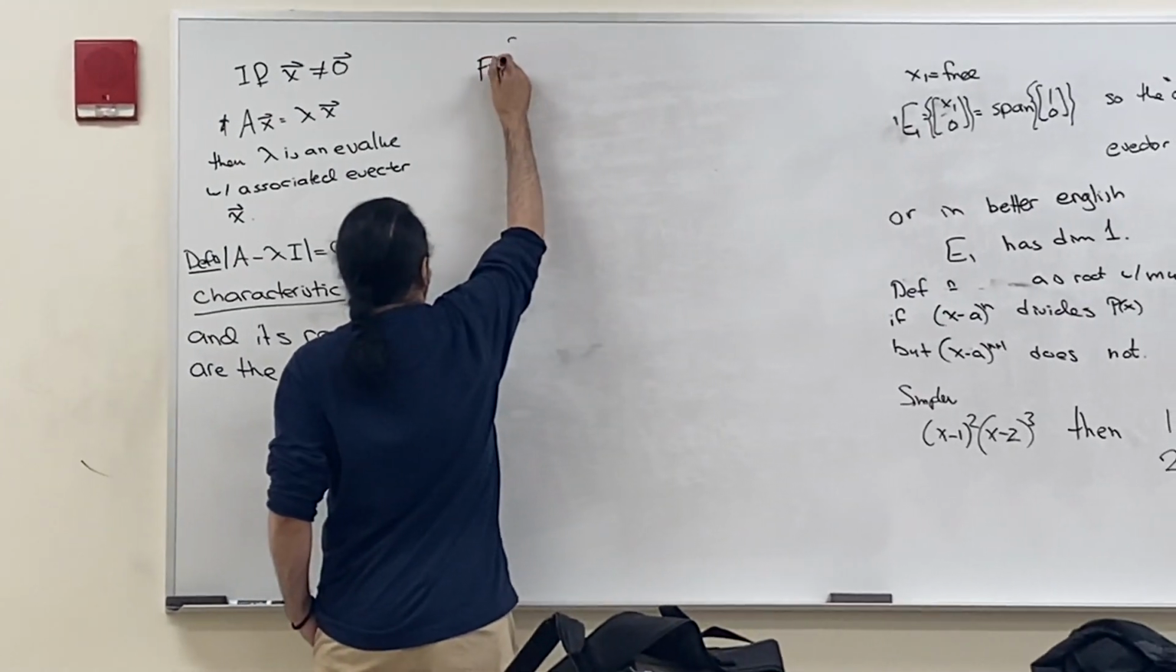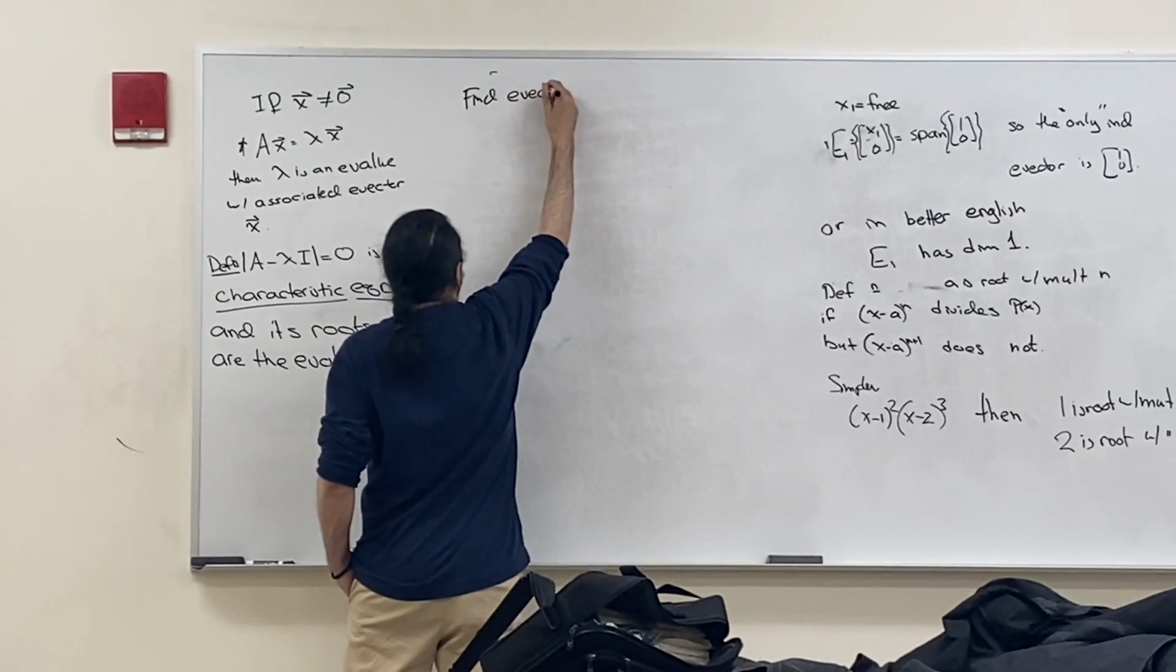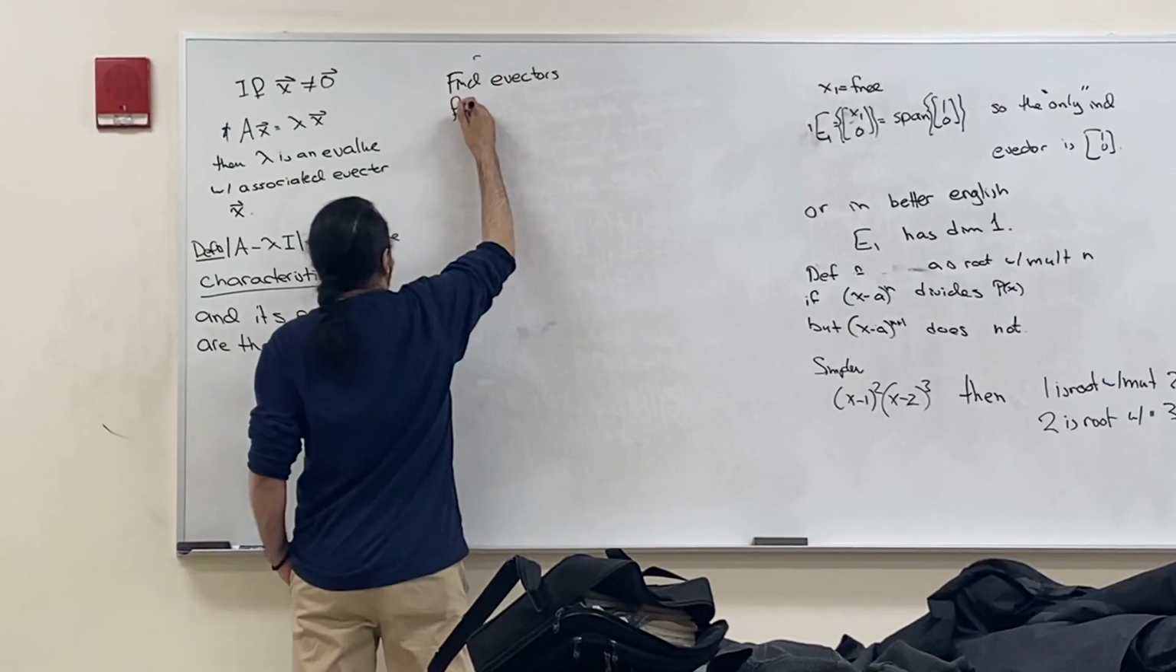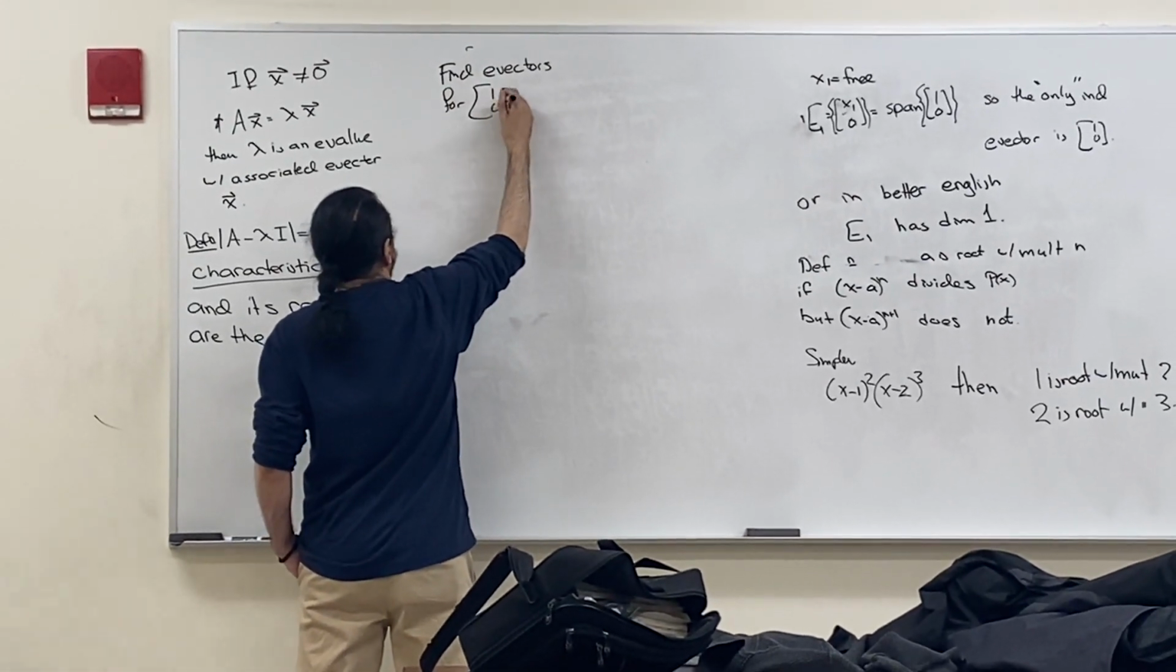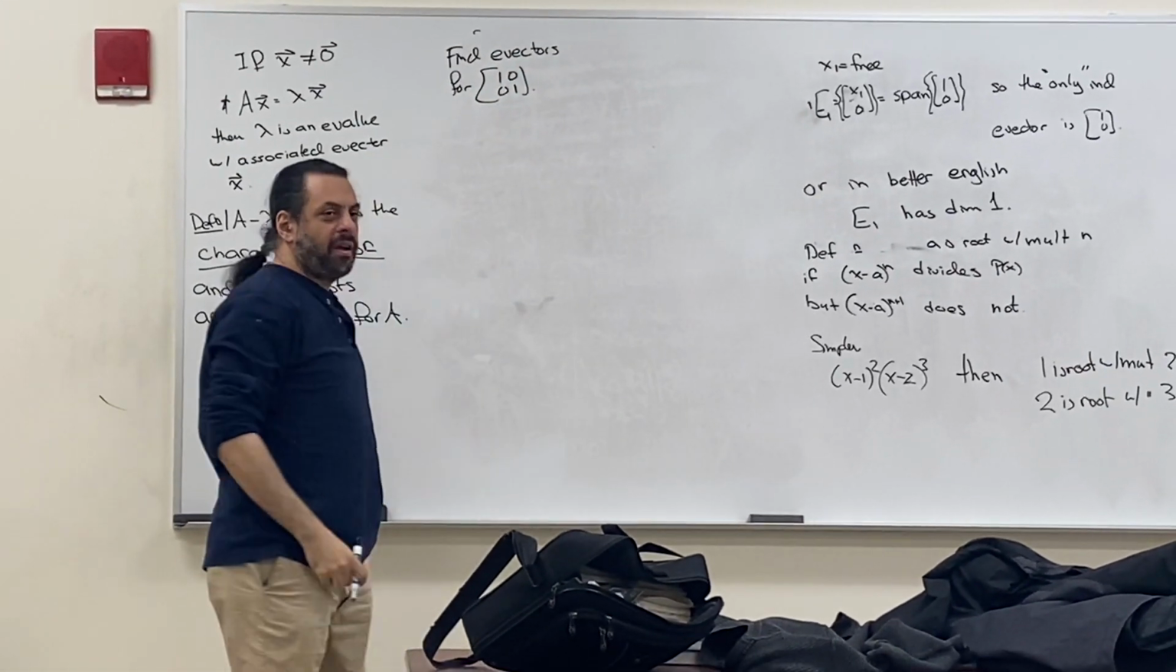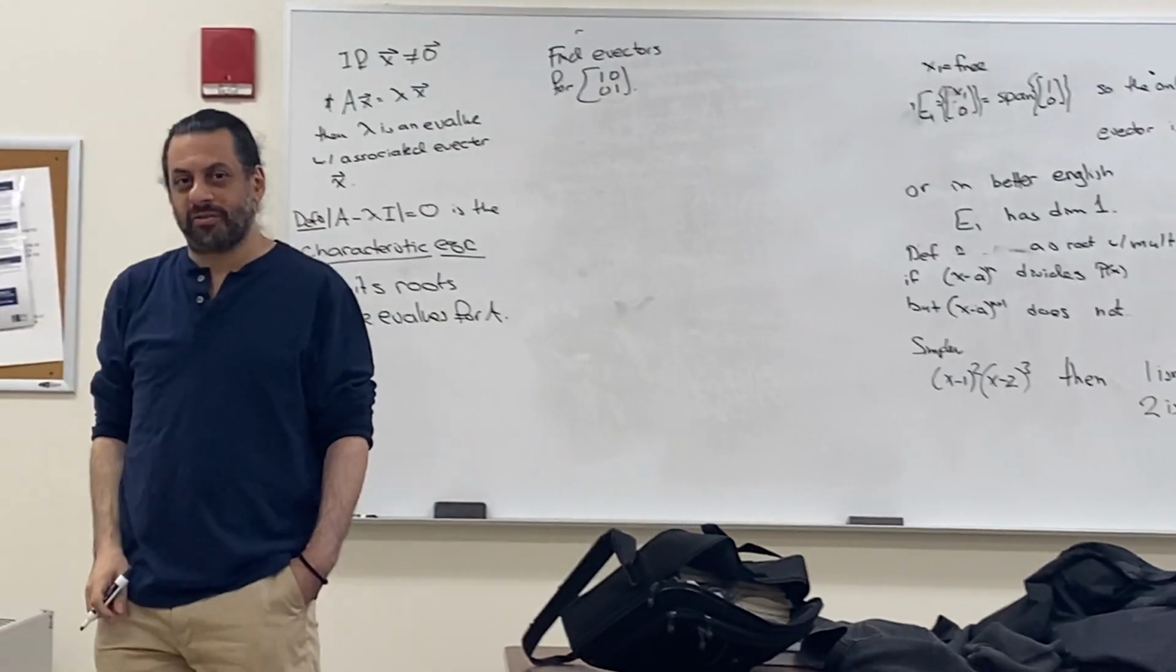Find the eigenvectors. For the identity matrix 1, 0, 0, 1, every non-zero vector is an eigenvector, right?